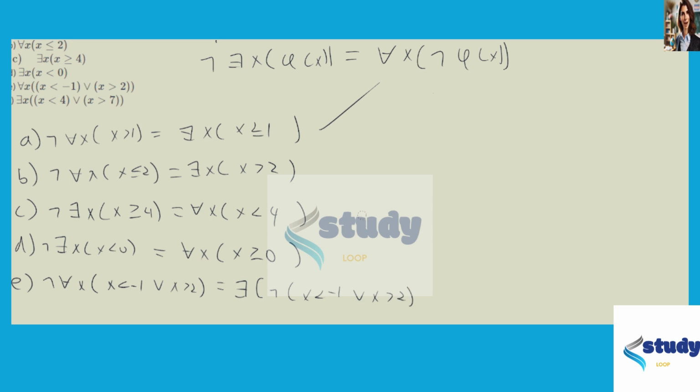Here we'll use De Morgan's law. So x is not less than negative 1 and x is not greater than 2. What's that? Well, there exists an x where x is not less than negative 1, so it must be greater than or equal to negative 1. And x is not greater than 2, so x needs to be less than or equal to 2.